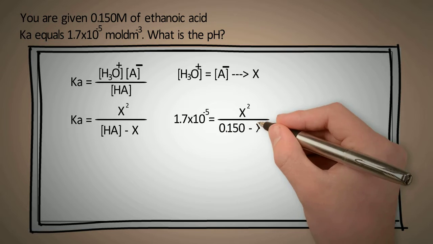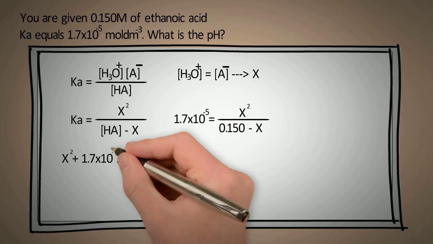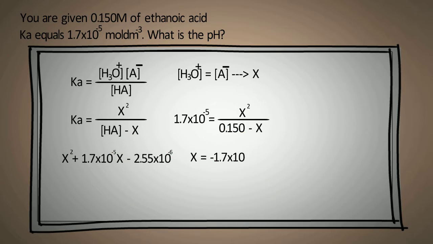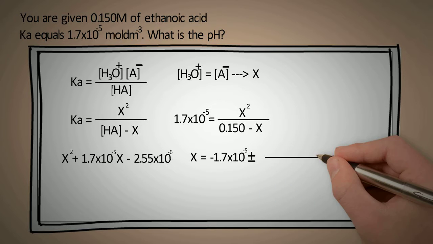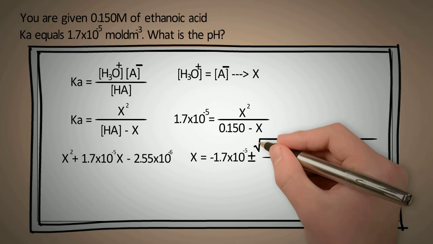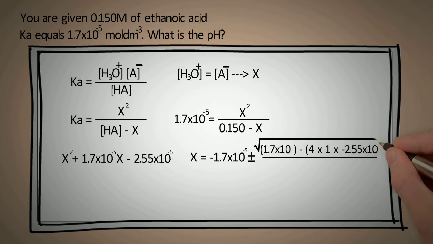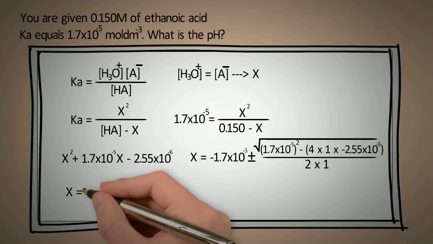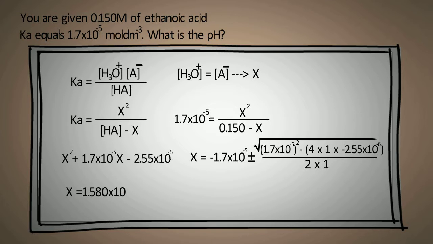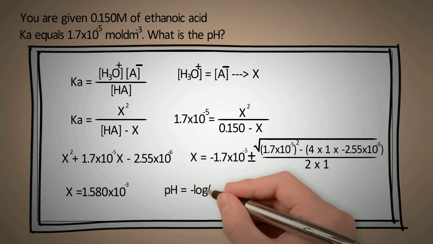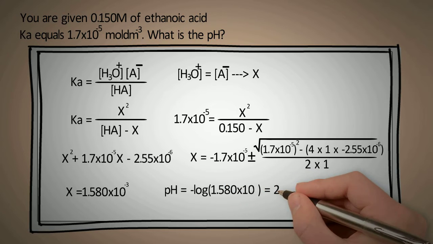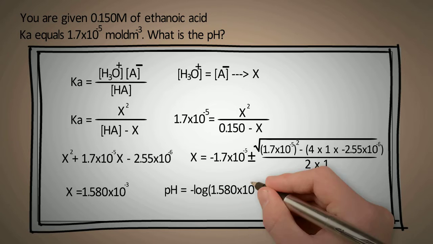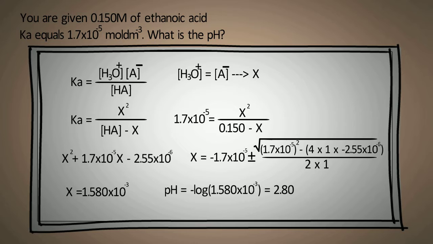Subbing in our numbers and rearranging gets a quadratic equation, which we can use the lovely quadratic formula to get X. We only care about the positive number, as you can't have a negative concentration. Since X is the concentration of H+, we can just sub it into the pH equation to get 2.80. And pH is unitless, we don't have to worry about units.